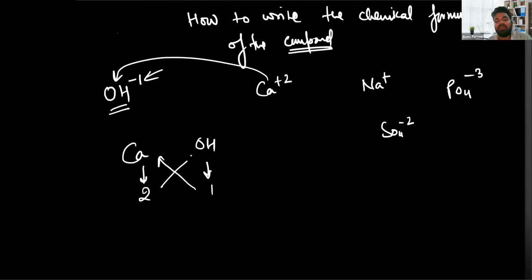So when you cross multiply these two, you can write Ca. And OH is not a single atom, so we will not write OH2. We will write it in a bracket like this.